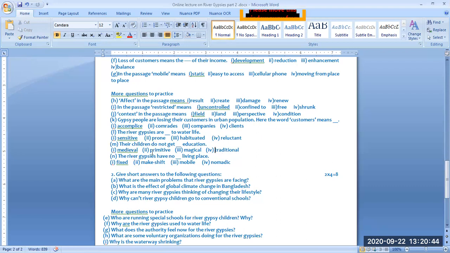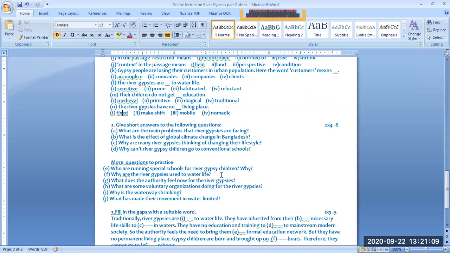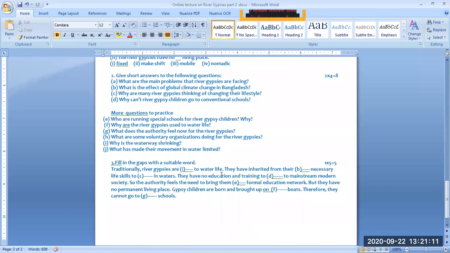Medieval means in mid period, and primitive means ancient period or ancient times. Okay. The river gypsies have no dash living place. Fixed, makeshift. Makeshift means which can be transferred very easily. Okay. Then mobile, nomadic. Fixed should be the correct answer. Option 1. The river gypsies have no fixed living place. Okay. Then let's go to question number 2.